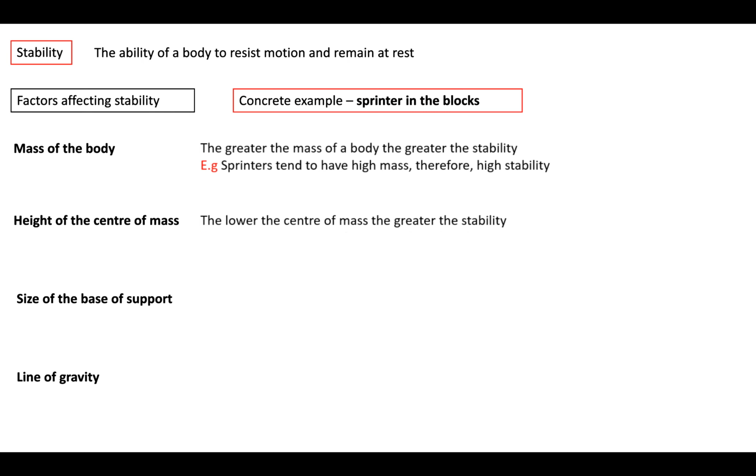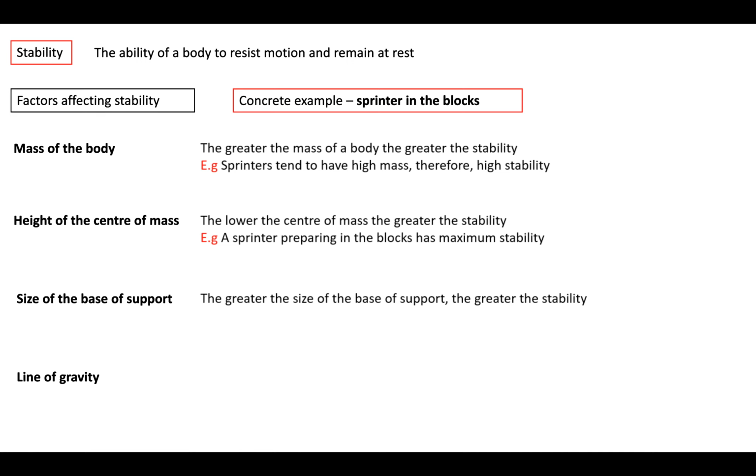Height of the centre of mass. The lower the centre of mass, the greater the stability. Okay, so a sprinter preparing in the blocks has maximum stability, because they're nice and low in the blocks. Size of the base of support. The greater the size of the base of support, the greater the stability. So if we're thinking about this sprinter now, the sprinter has 5 points of contact, and they have the hand placements nice and wide. So their points of contact are 2 feet, 2 hands, and a knee. Okay, so they have that strong base of support, that great size of the base of support.